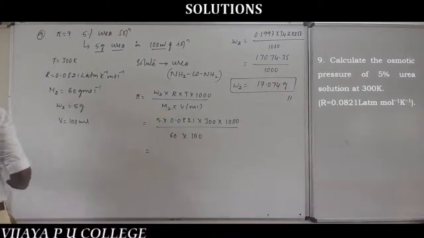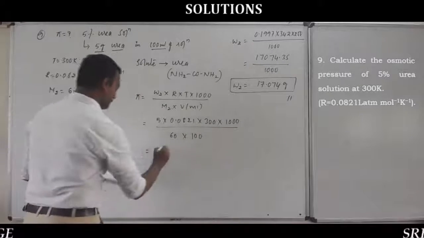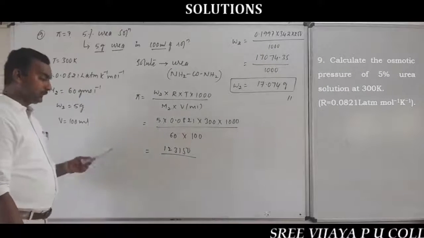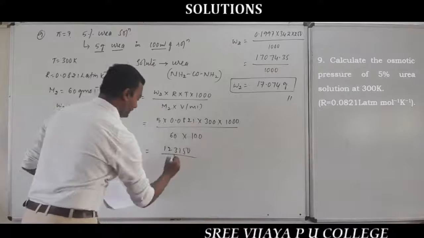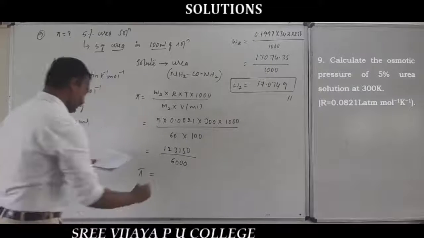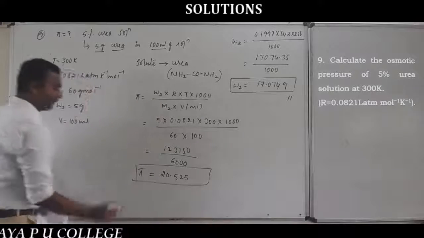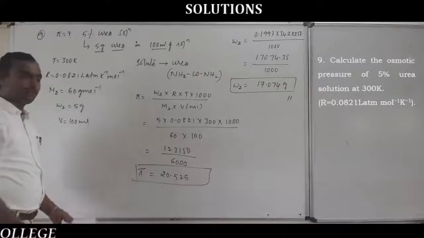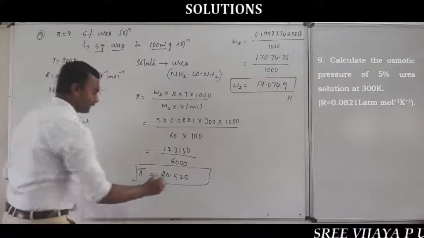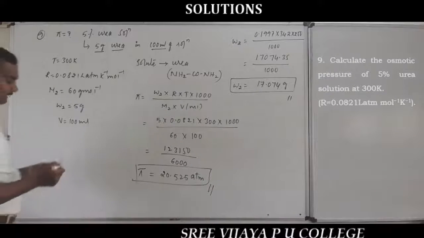Calculate the numerator: 5 into 0.0821 into 300 into 1000 is about 123150. That is 1,23,150 divided by 60 into 100, which is 6,000. What is the value of pi now? That is 20.525. What is the unit? The unit of osmotic pressure mainly depends on the R value. What is the R value here? 0.0821 liter atmosphere. So the unit of osmotic pressure here is atmosphere. That is question number 9.